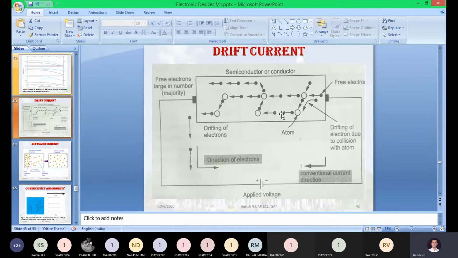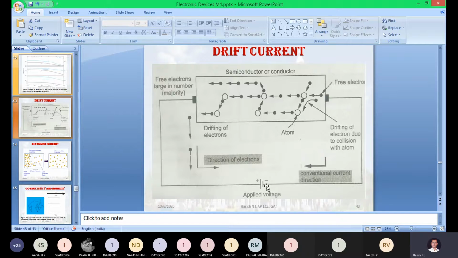Now, what we have done is take a piece of N-type semiconducting material with the help of an ohmic contact. The left side of the semiconducting material is connected to the positive terminal of the power supply, and the other side is connected to the negative terminal. Now, let the applied voltage V be equal to DC 5 volt.